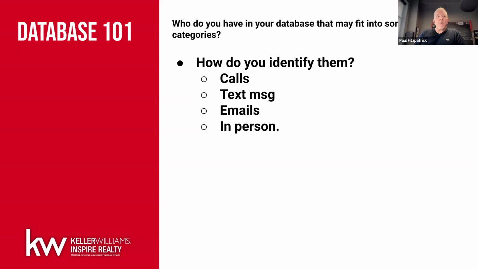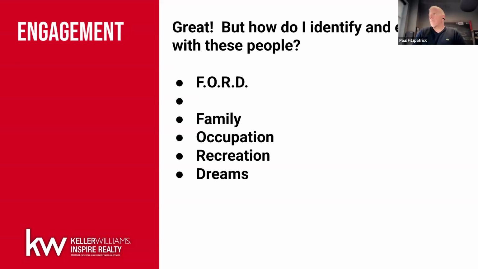So I've got there that the typical calls, text messages, emails, and in person is a way to do it. But the next question obviously is going to be, how do I do that? What do I say? Most of you, I think, have heard of the FORD technique, which stands for family, occupation, recreation, and dreams. So there's the conversation that you need to have.